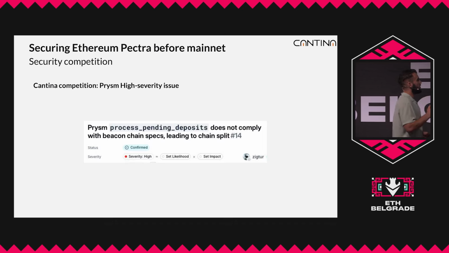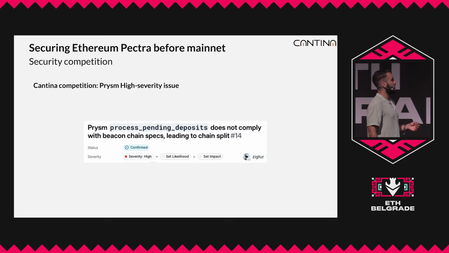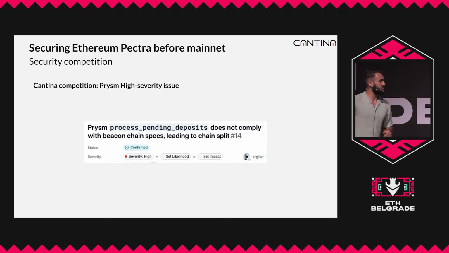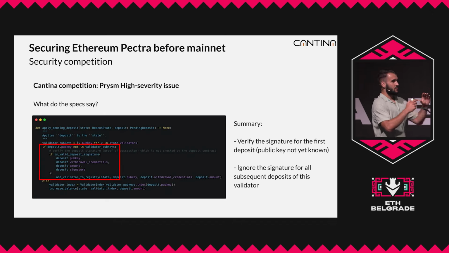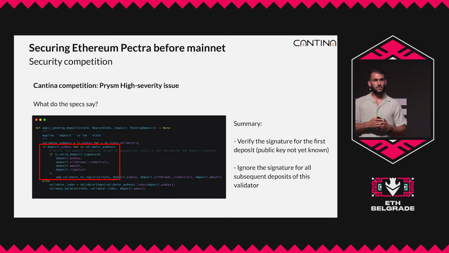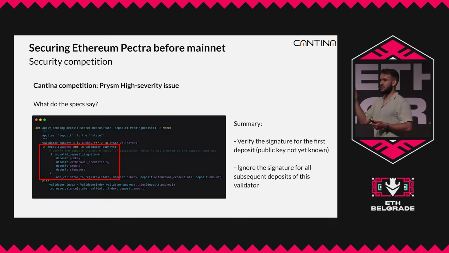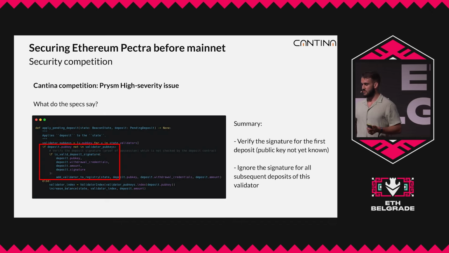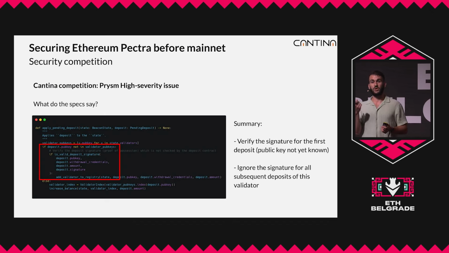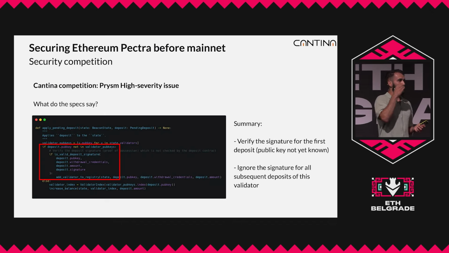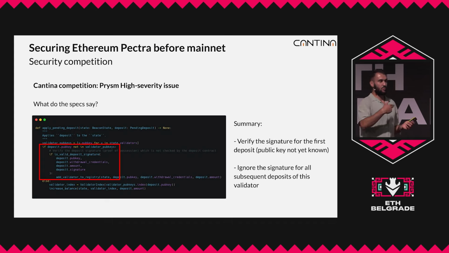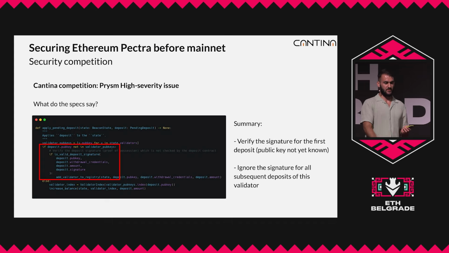Then there was a bug in Prysm that I found. This one was on process pending deposits. Basically, when creating a validator, if it's the first time you do a deposit for this validator, you will have to provide a signature. And this signature must be valid to create the validator. Then if it's the second, third, or any later deposit for this validator, we don't care about the signature.